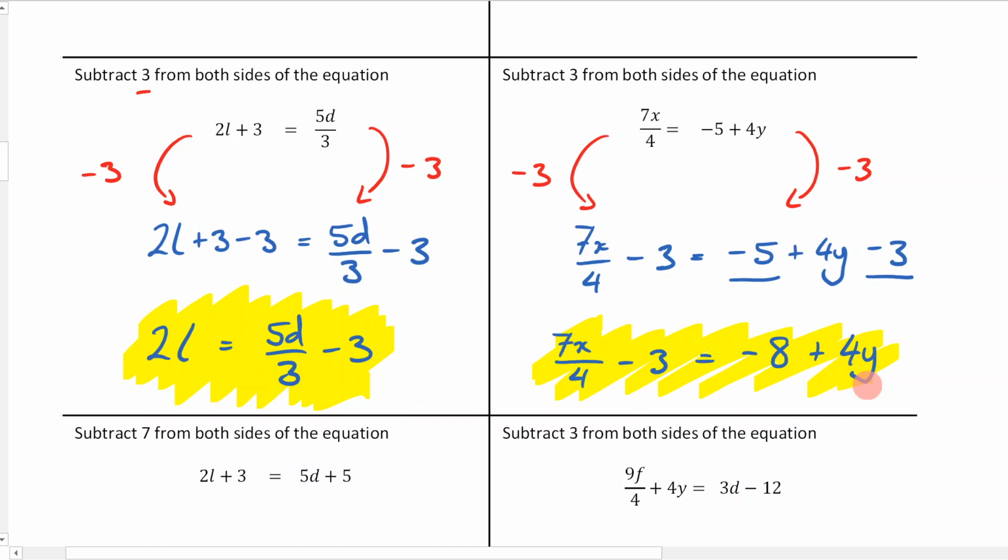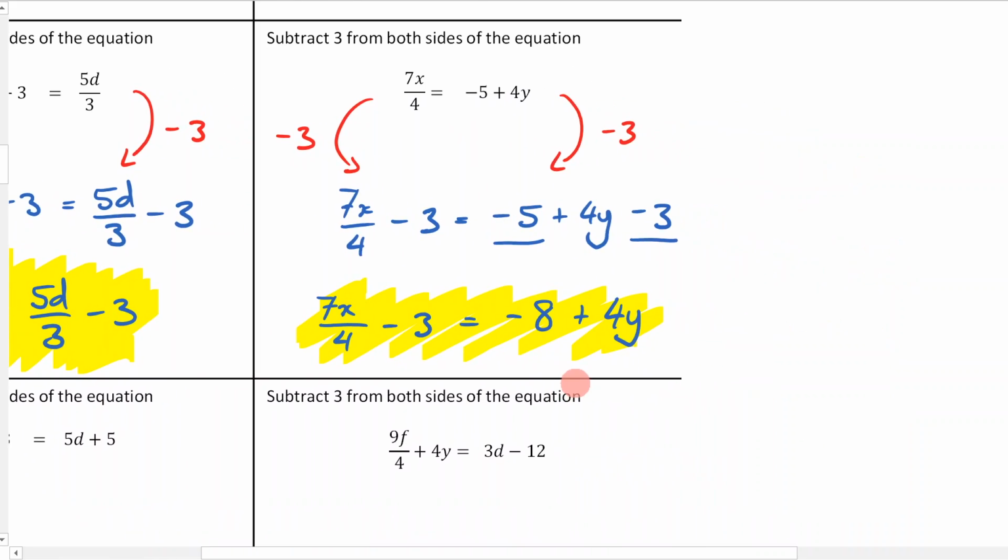Also important to note here that if you wanted to, you could write this differently. It doesn't matter. Instead of this order, you could have written it as 4y minus 8 instead of negative 8 plus 4y. Either of those are acceptable. Doesn't matter.